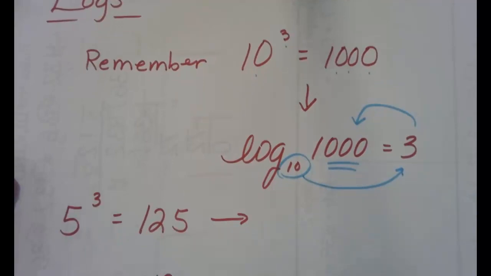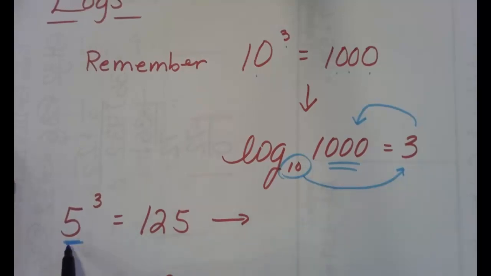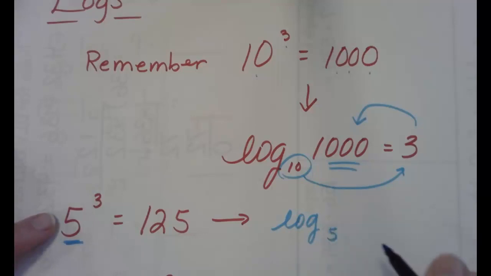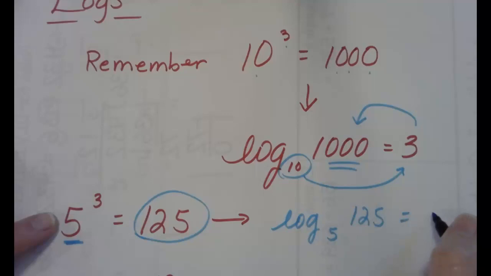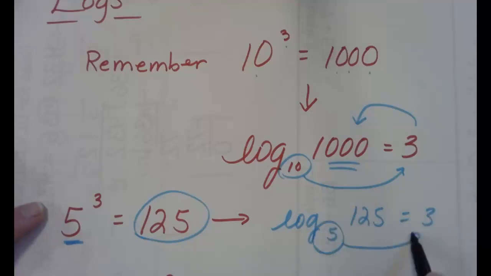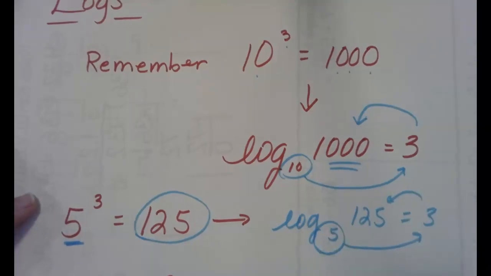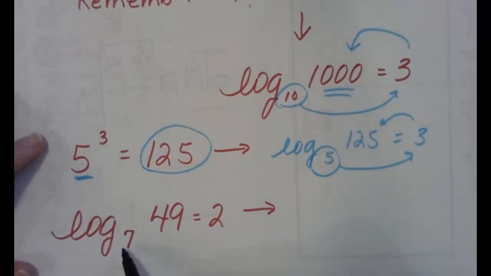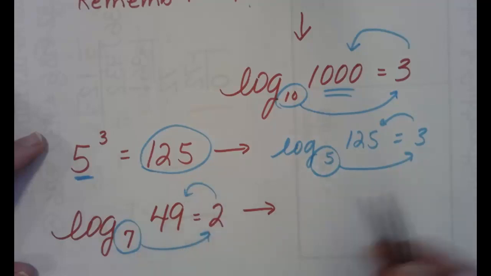So putting that to use, let's do 5 to the third equals 125. The base stays the same. So whatever the base of the exponent is, it will be the base of the logarithm. So log base 5 of 125 is 3. 5 to the third is 125. One more. In the opposite direction, 7 to the second is 49.